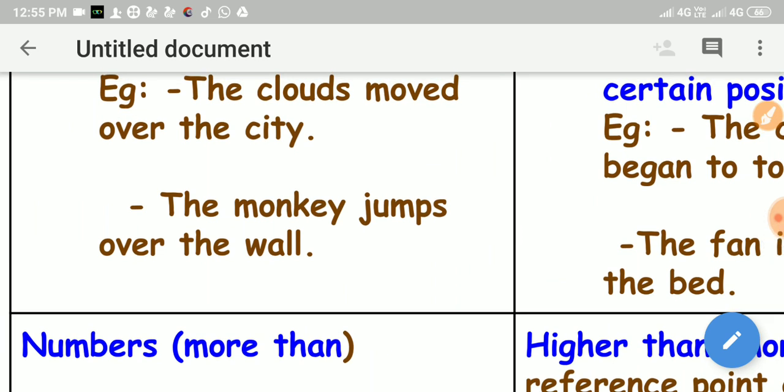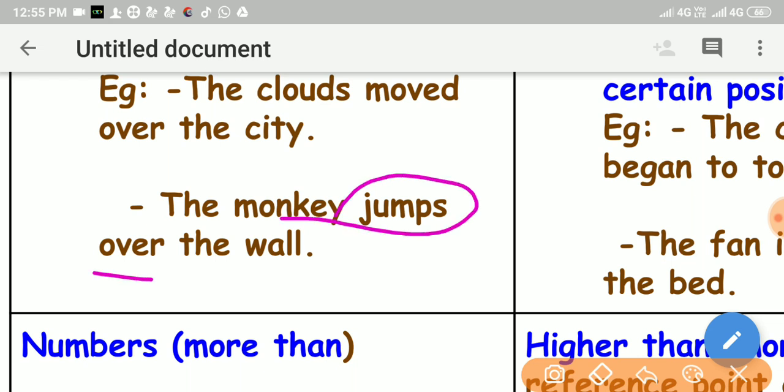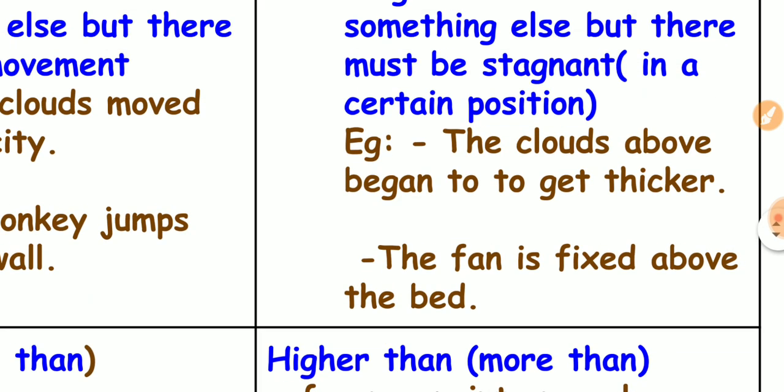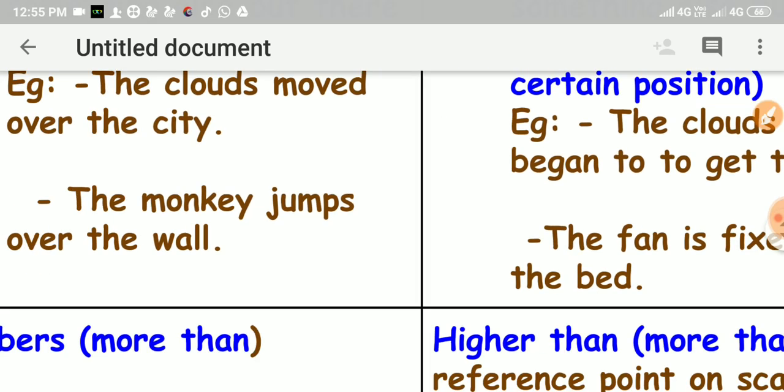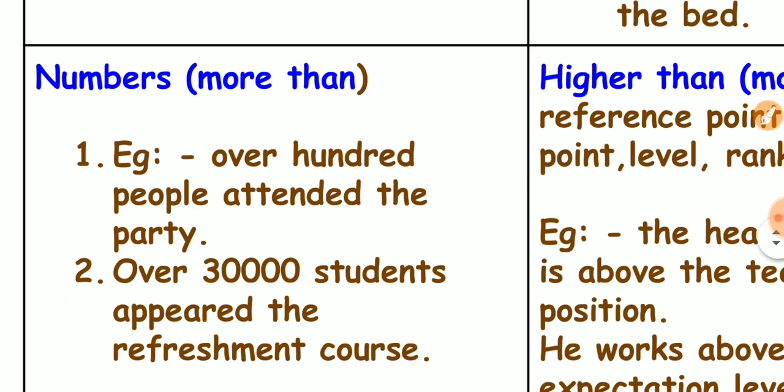But here you see the monkey jumps over the wall. Jumping is an action, a movement. That's why over is preferred. But here there is no movement of the fan. It is already fixed. At that time we are going to use above, my dear friends.